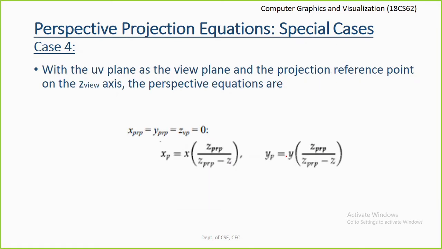Then we have case 4, which is a special combination of case 1 and case 3. So XPRP and YPRP will be 0 along with ZVP, which is also equal to 0. So that is the case when the UV plane is along the view plane and the projection reference point is along the z view axis. So these will be the equations for XP and YP if XPRP, YPRP and ZVP equal 0.